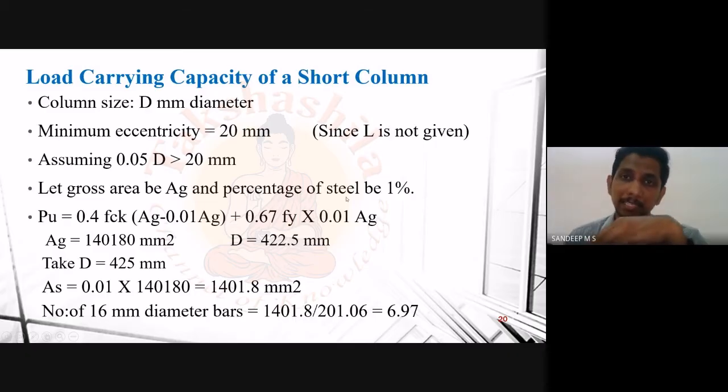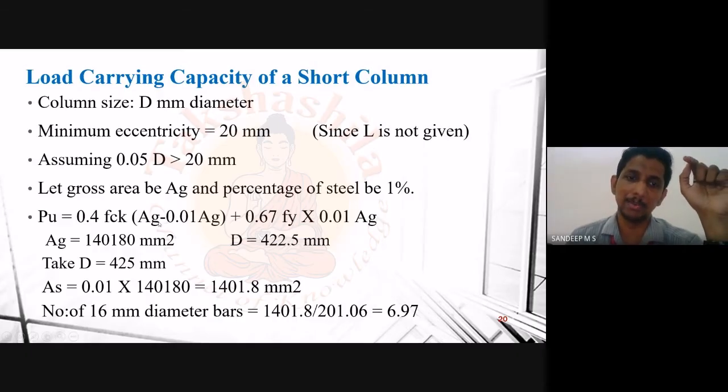We are assuming that the total cross-sectional area is Ag, and the percentage of reinforcement provided is a value between 0.8 and the higher limit. In this case they have taken it as 1%. These things are randomly taken. Now our equation was Pu equal to 0.4 fck into area of concrete. Please note it is the area of concrete.